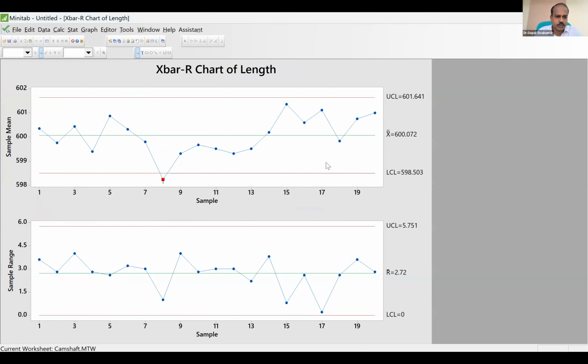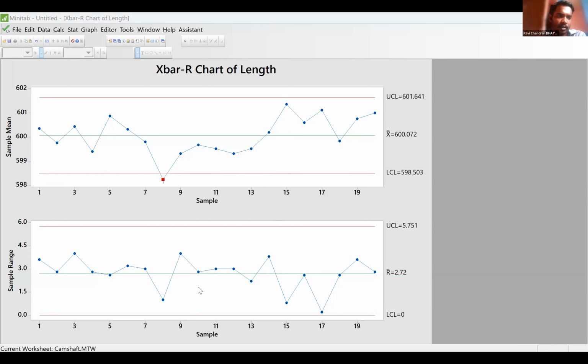Now tell me, look at the R chart. Is the range under control? Except one value. Which value? Sir, no, range is under control. See, I am asking about the range. Range is under control, right? Yes, sir. Range is fully under control. There is no problem with the range.